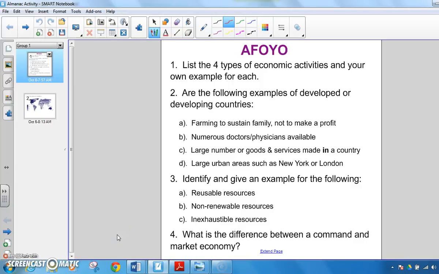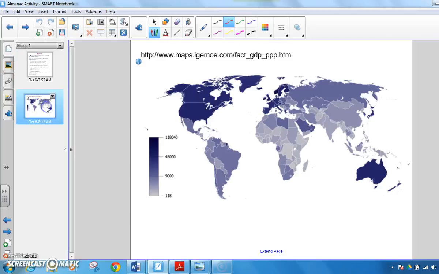Well, hey, Accelerated Geography students, you have just finished the FOIO that you see in front of you, where you had a chance to review the 4 types of economic activities. You got a chance to see if these are developed or developing characteristics. Developing, developed, developed, developed, right? And then you got to identify and give an example of the following, along with the differences between a command and market economy.